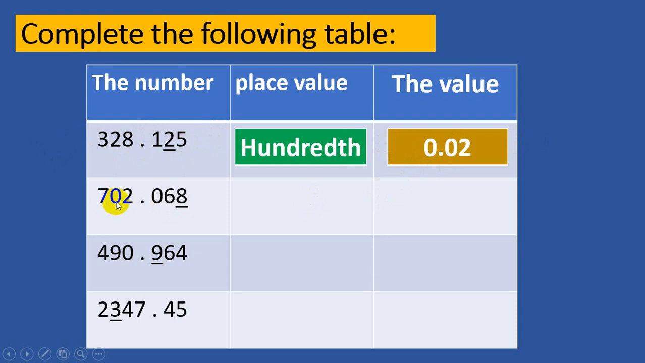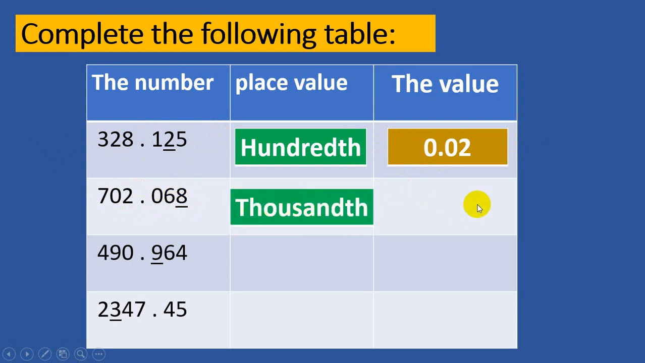Again, 702 decimal 68 is read as... 68 what? The last place here is a thousandth. Yes, then I write 8, and before 8 the hundredths we replace by 0. Tenth we replace by 0. We put the decimal point and cross all the digits on the left side by 0.